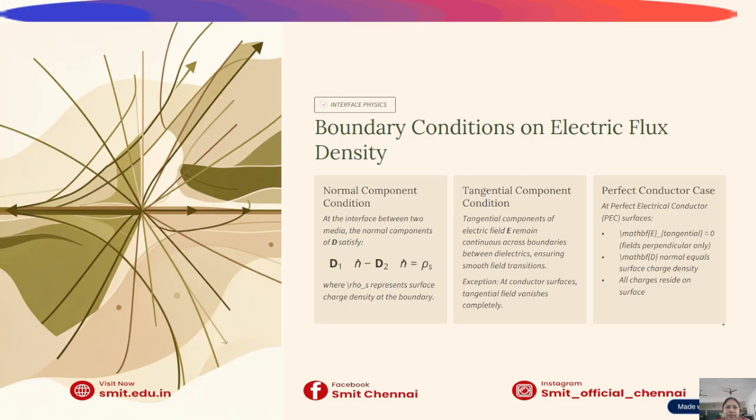Mathematically, this is expressed as D1n minus D2n is equal to rho s, where rho s represents the surface charge density. This condition helps determine how electric flux behaves when it passes from one material to another, especially in systems involving layered dielectrics or insulation materials.